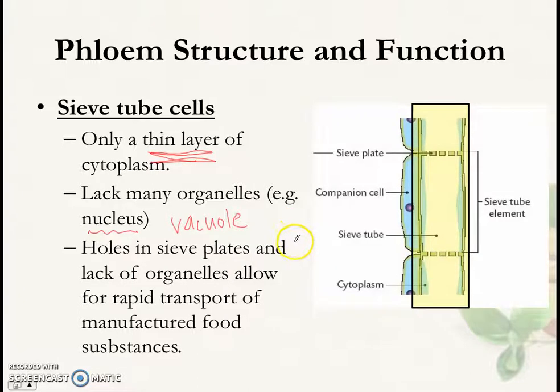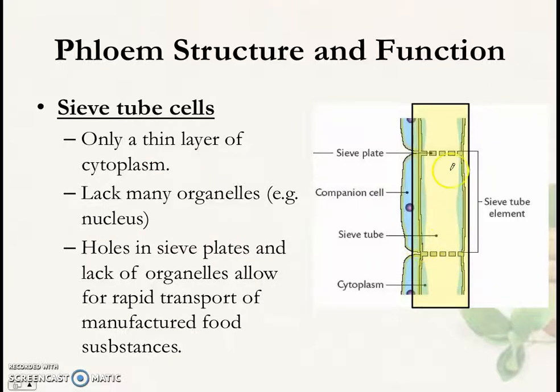And the reason for this is the holes in the sieve plates and the lack of organelles allow for the rapid transport of food substances. Again, it's similar to the xylem. The lack of organelles provides a space so that food substances can be rapidly transported with minimum resistance.